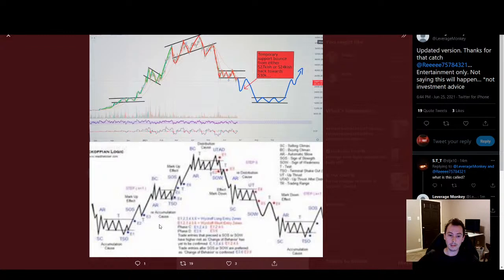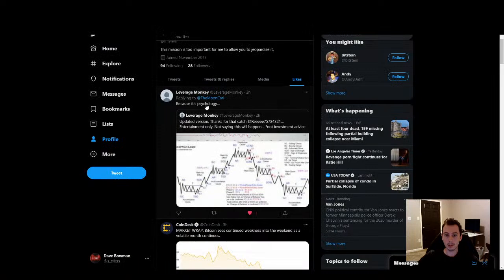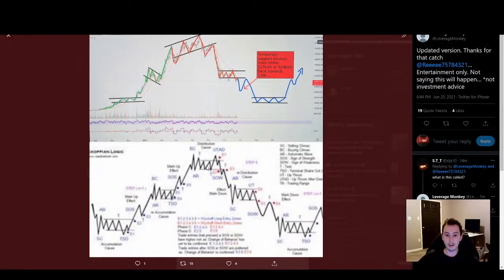Basically, this is terrible quality, but this is essentially another Wyckoff schematic, a much more macro schematic that just shows the general pattern of accumulation and distribution. So you need accumulation, accumulation, distribution, accumulation, accumulation. And then this guy who tweeted this, Leverage Monkey, is comparing this Wyckoff schematic to current Bitcoin price action, and he's saying that he could very well see this pattern play out with Bitcoin, and I agree.